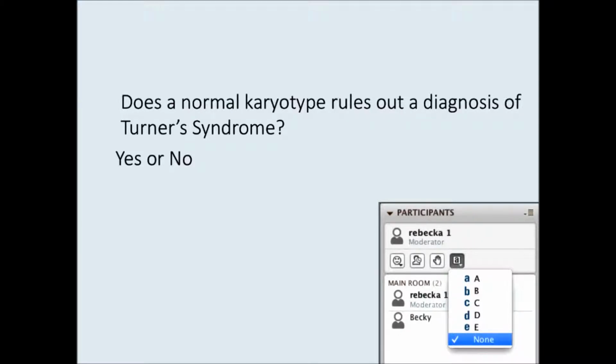I'll hand it over to Maria to do the polling. All right. So again, open up your polling function, that fourth icon, and the question to you now is, does a normal karyotype rule out a diagnosis of Turner syndrome? We'll give folks a chance to answer that. I'll give folks about 10, 15 seconds.